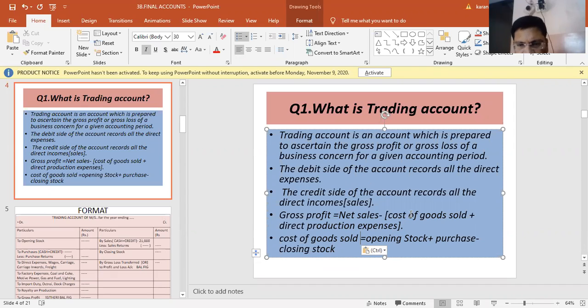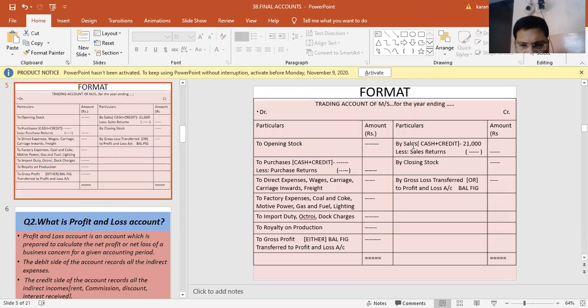If you see about your trading account, you see the format, it is sales plus closing stock. This is the revenue part, minus opening stock, minus all the direct expenses like purchase, both cash and credit, and net purchase. That means less purchase returns you have to do. Then direct expenses like wages, carriage inward, freight. Now only carriage also means carriage inward. Inward means you are bringing the goods and paying the carriage.